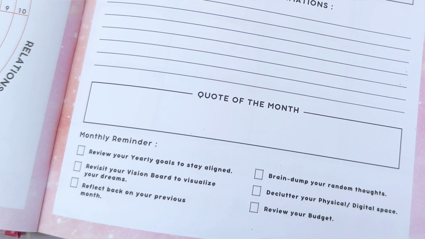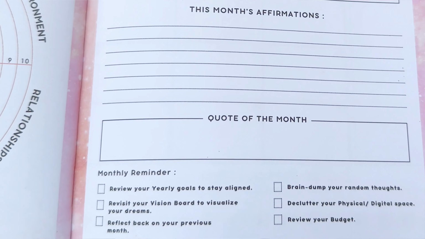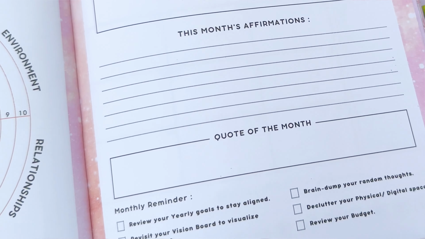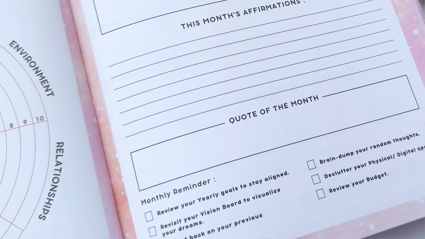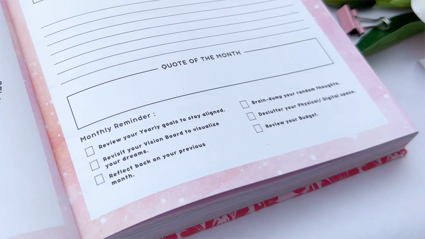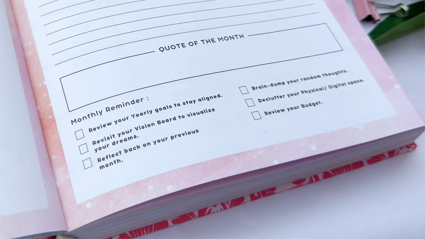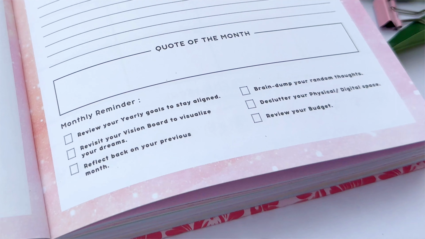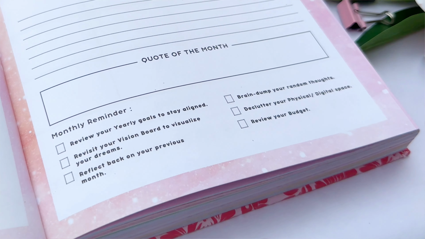Lastly, we have this monthly reminder section, and I have given here 6 checklists that are mandatory. For example, reviewing your yearly goals, revisiting your vision board, reflecting back on your previous month, brain dumping your thoughts, decluttering your physical or digital space, and reviewing your budget.